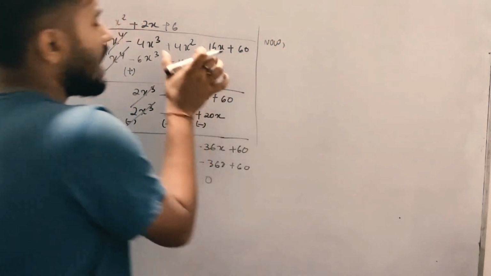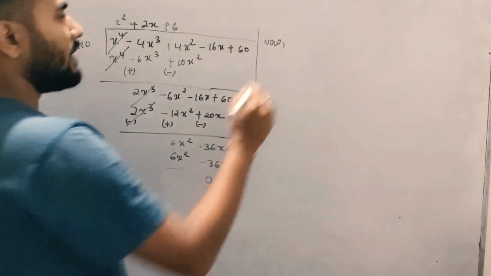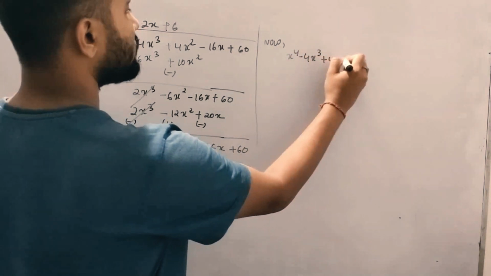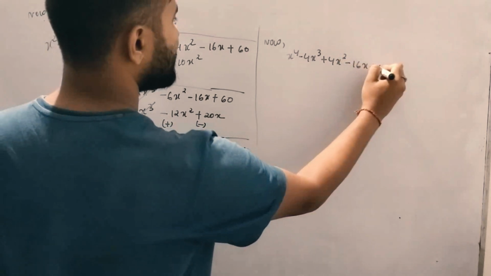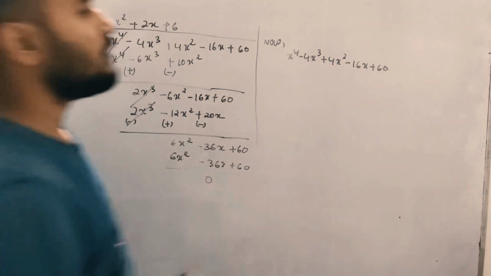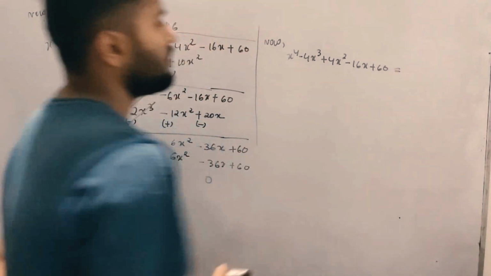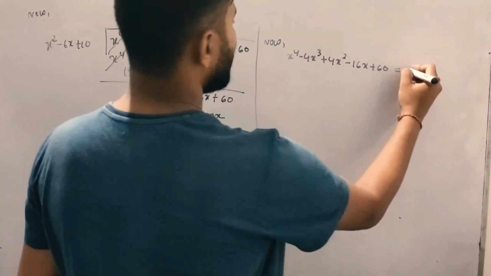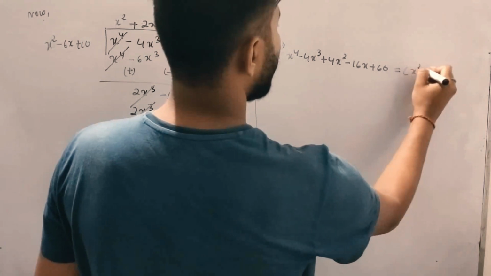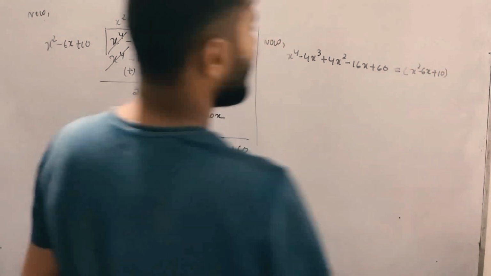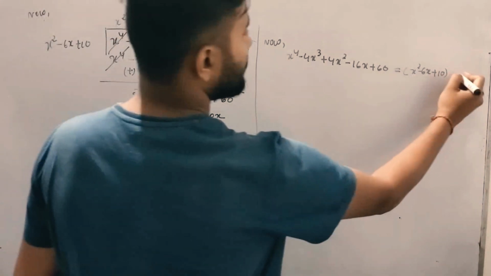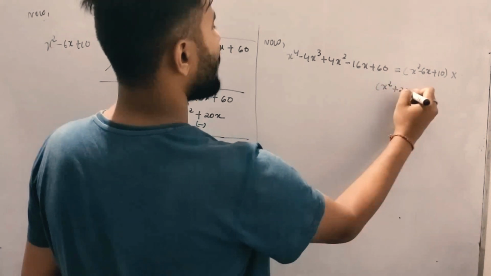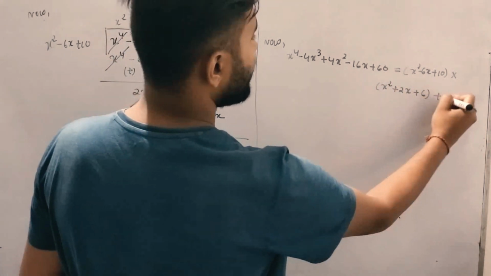Now our dividend, division algorithm apply. Dividend means x to the power 4 minus 4x cube plus 4x square minus 16x plus 60. Our dividend will be equal to divisor into quotient plus remainder. Divisor is x square minus 6x plus 10, into quotient. Our quotient is x square plus twice x plus 6, plus remainder 0.